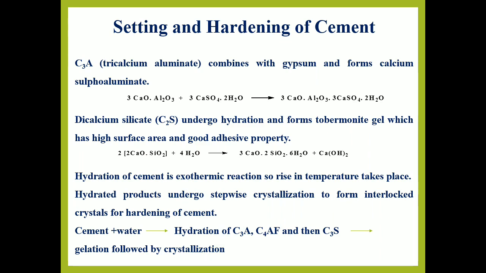So in conclusion, we can say cement reacts with water and gets hydrated. Firstly, tricalcium aluminate gets hardened and then tetracalcium aluminoferrite hardens. Dicalcium silicate and tricalcium silicate take a lot of time for the hydration reaction. Meanwhile, the gelation reactions start for aluminates and aluminoferrites. Slowly, silicates also undergo the gelation process. After the gelation, the hydrated products undergo crystallization to set the cement and provide hardening.